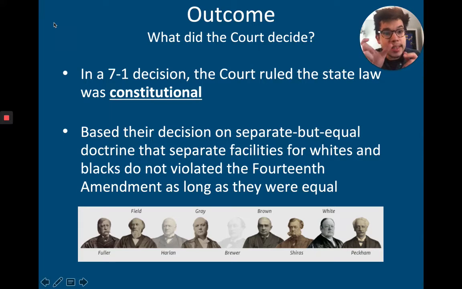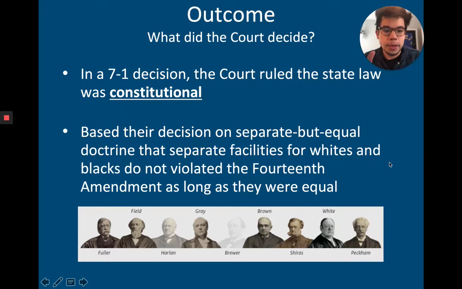And this is where we get that phrase, separate but equal. This is a legal doctrine that lasts for about 50 years, right? So the Supreme Court decides here that separate but equal is perfectly fine, perfectly constitutional.